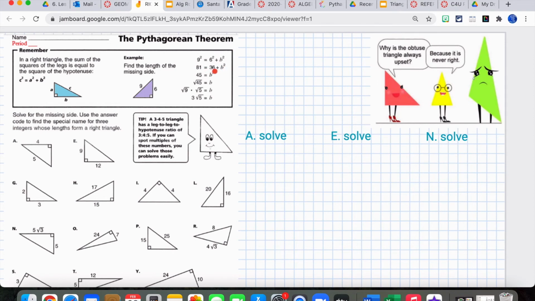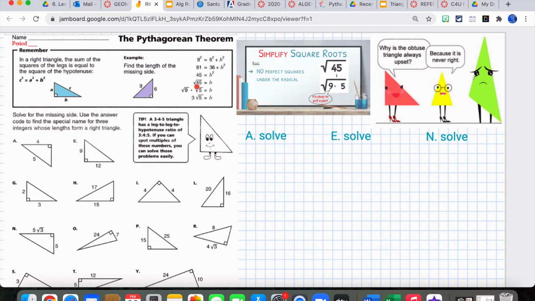Now I'm going to subtract 36 from both sides so I can isolate the B and solve for the letter B. I get B squared, and subtract 36 from both sides. The right side cancels. The left side, subtract 36 from 81. I get 45. One more step and we're done. Square root both sides, and I can take out the B because the square root cancels out the square.